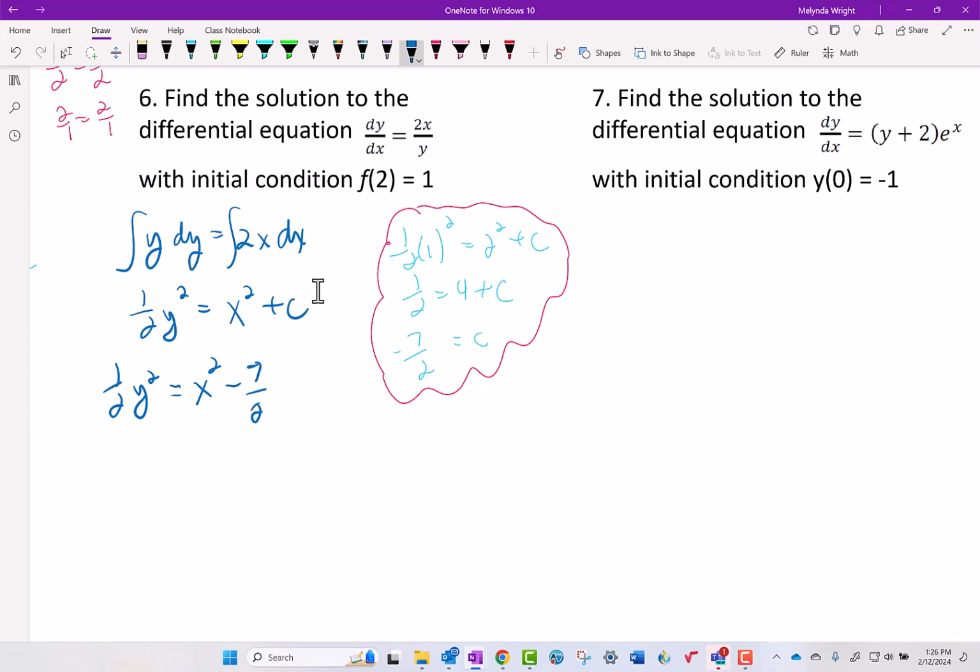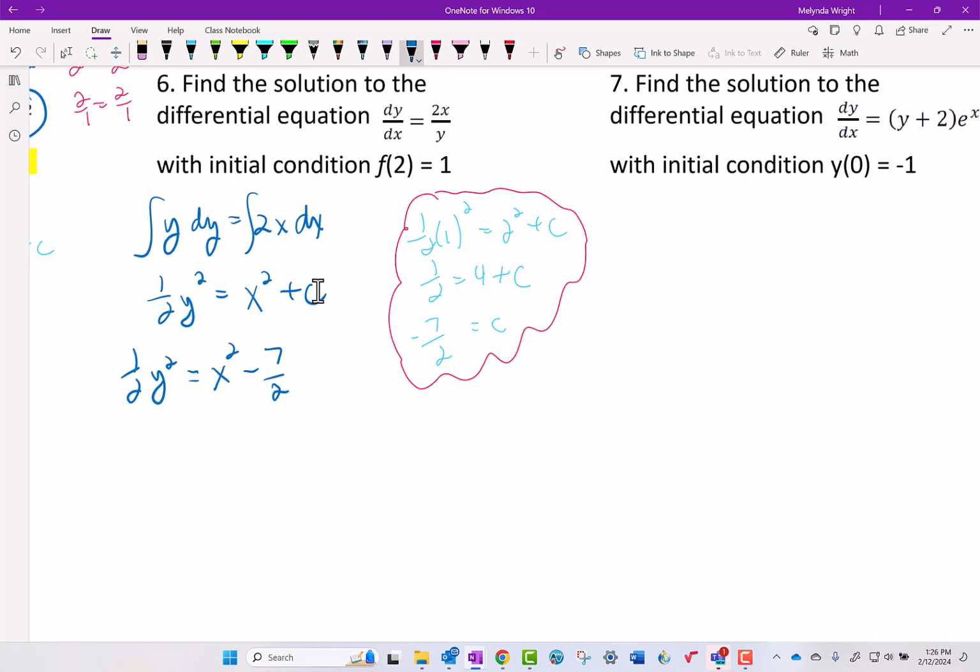Now, why am I using fractions instead of decimals? Really, because it simplifies much nicer. Because when I multiply through by 2 to get rid of that 1/2, what's going to happen to the negative 7/2? It's going to turn into just a negative 7, right? That's going to be so much nicer. So I recommend dealing with fractions. Because, you know, we need to solve for y, so multiply through by 2. So I get y squared equals 2x squared minus 7. Square root both sides. And I get y equals plus or minus the square root of 2x squared minus 7.